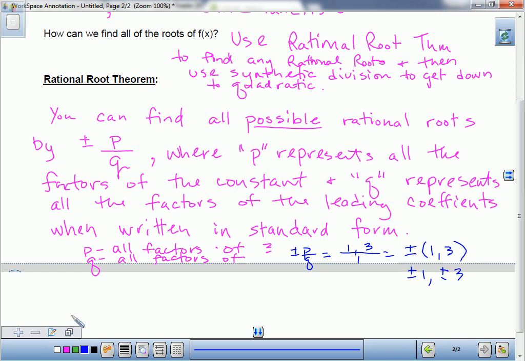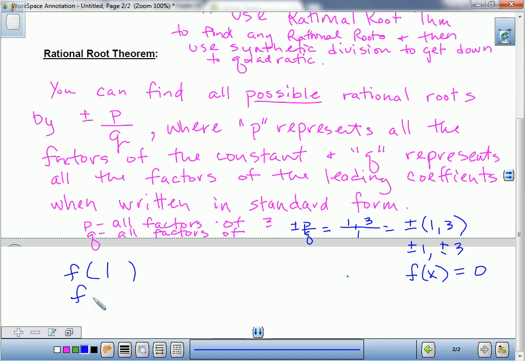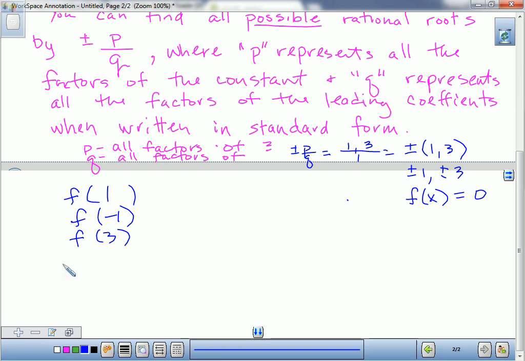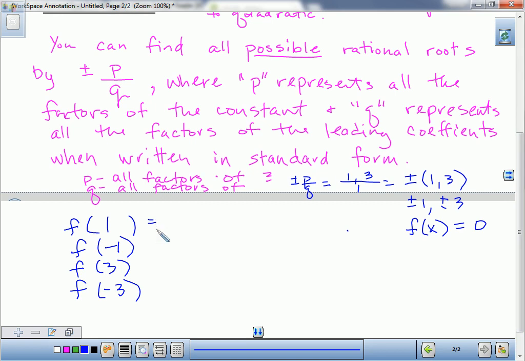Okay, now, we talked about last week, you can determine if a value is a root by plugging it into the function, and if we get out 0, then it's a root. So remember, whenever we plug in any of these values and we get out 0, then we know it's a root. So we've got 4 to try. Now, if none of these work, that would tell me there are no rational roots.